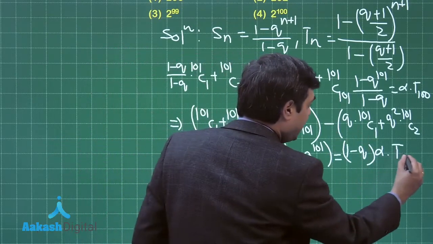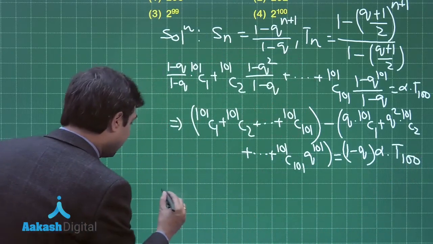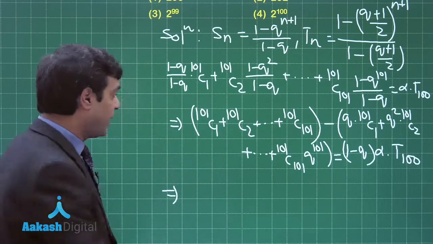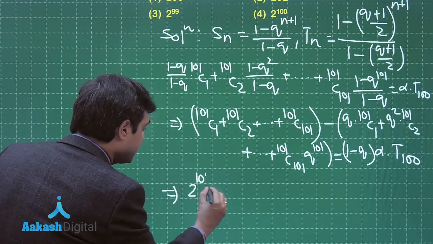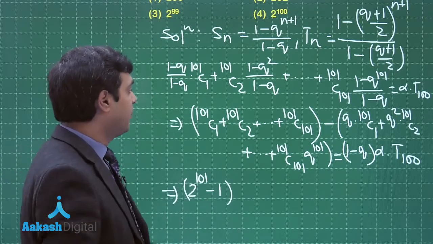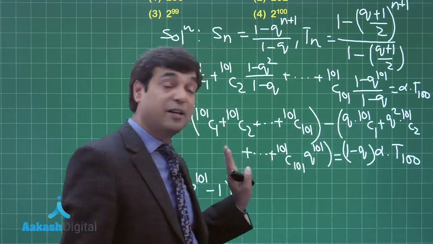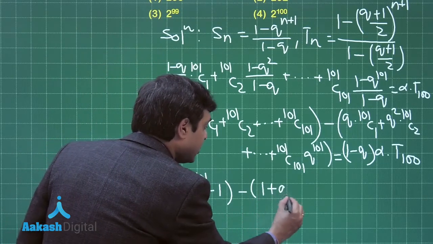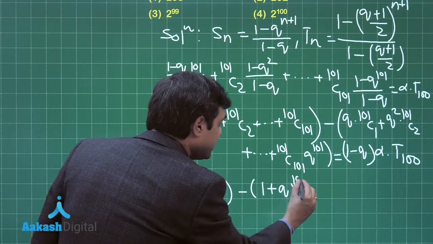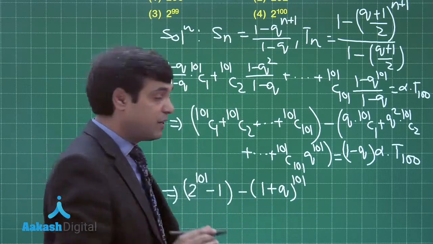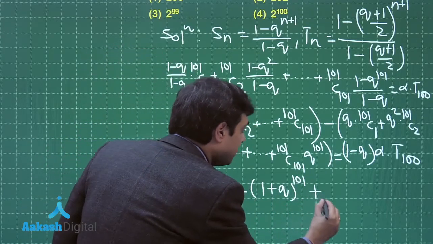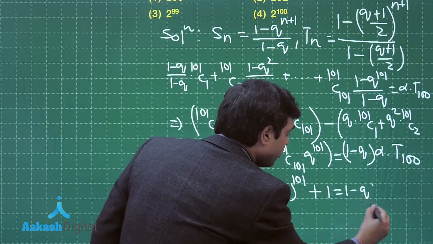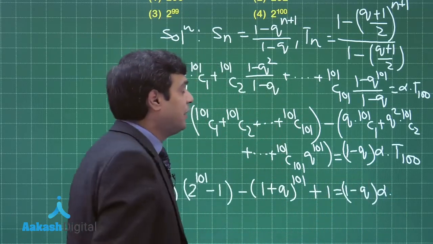Let's write down T100 only. So this is simplified as: the first term is simply 2 raised to the power 101 minus 1. Second term, you can see, is another binomial series. So this can be written with minus sign as 1 plus q raised to the power 101. First term is missing, so we need to write here minus, which becomes plus 1, right, is equal to 1 minus q multiplied with alpha into T100.